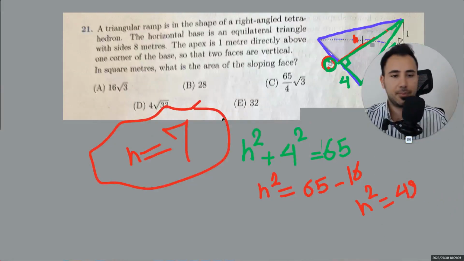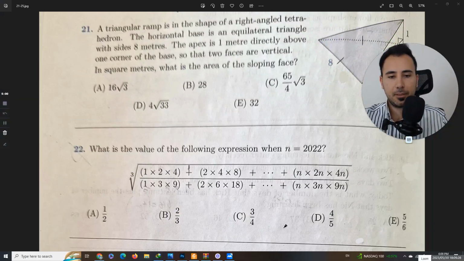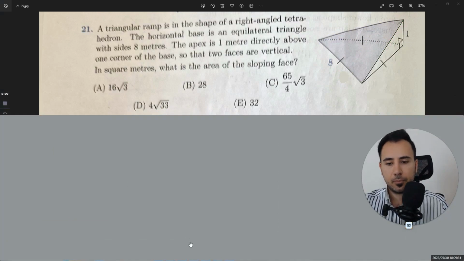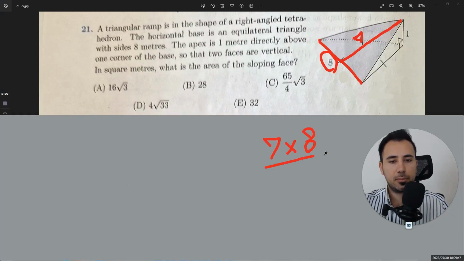7. Now that we have the height being 7, and the base is 8, we multiply these two numbers and divide by 2, which is 7 times 4, 28. So the answer will be B.